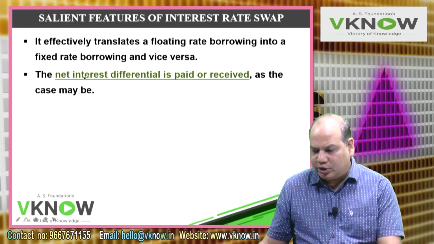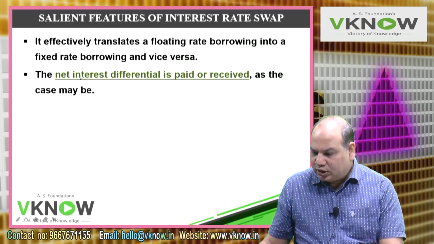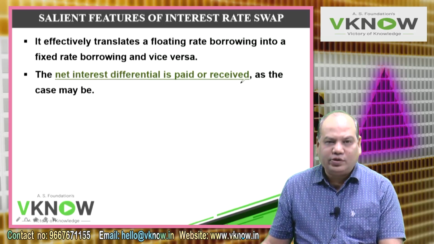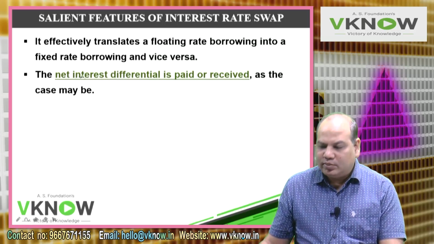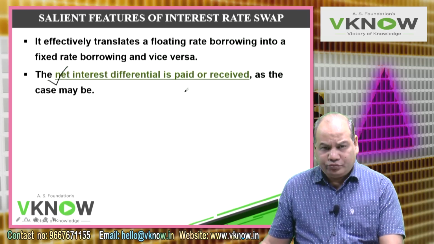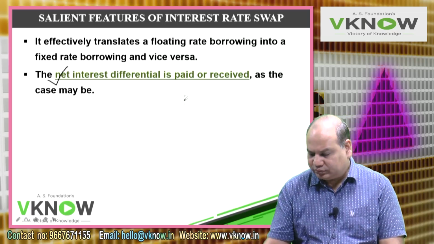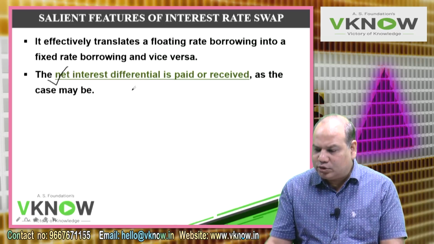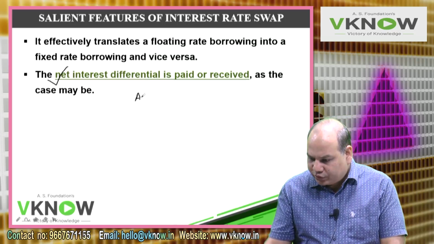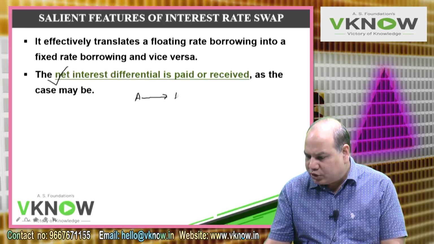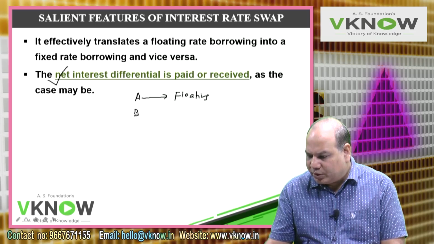Second very important point, the net interest differential is paid or received. So on every settlement date, they will calculate who has to pay how much and who has to receive how much, and only the differential amount is to be received or paid. Even in your accounting this will be useful. So A has to pay to B floating rate, and B has agreed to pay to A fixed rate.